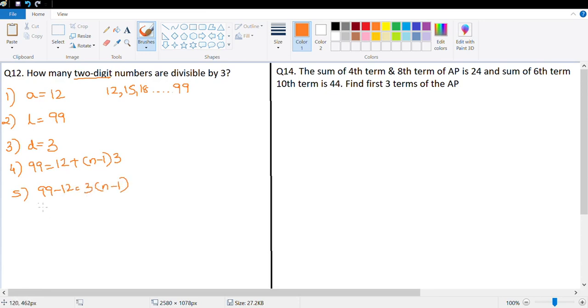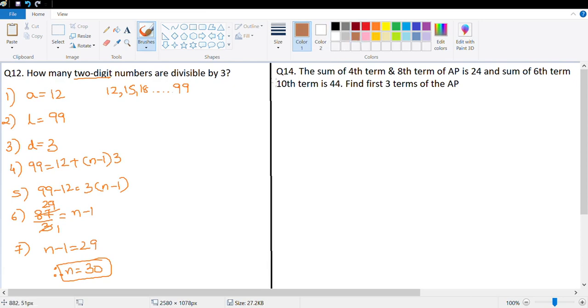99 minus 12, that's 87. Dividing both sides by 3 gives us 87 upon 3 is equal to n minus 1. 3 into 9 is 27, so 3 into 29 is 87, which gives us n minus 1 is equal to 29. Therefore, n is equal to 30. So there are 30 two-digit numbers which are divisible by 3. Good. Let's look at the next question.